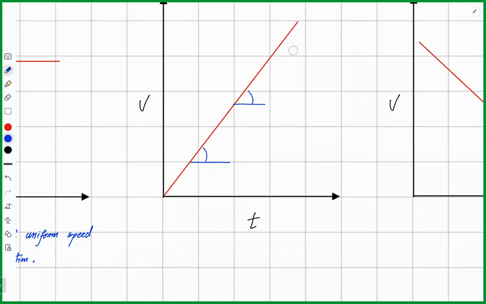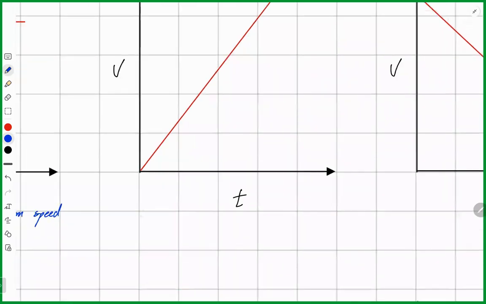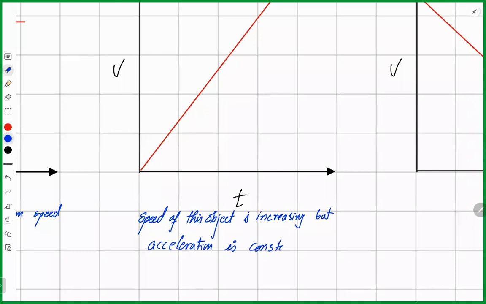So I would say the speed of this object is increasing, but acceleration is constant. So although the speed is increasing, it is increasing at a constant rate.